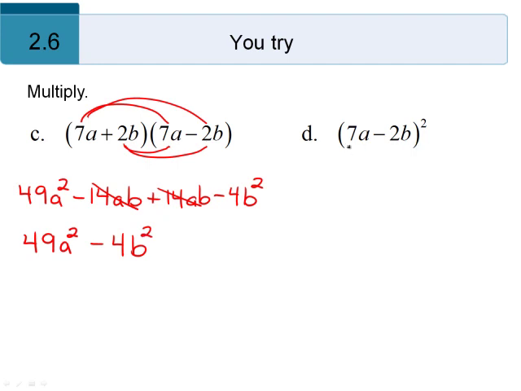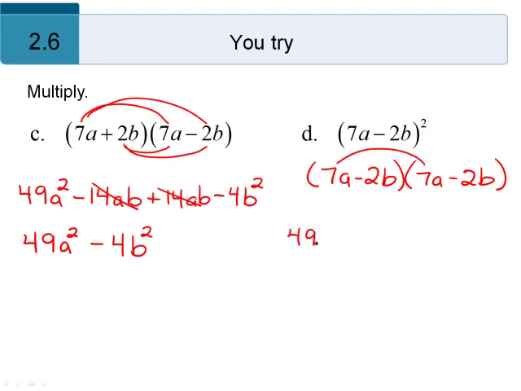Now on D, we have this binomial squared, so we're going to write it out twice, 7a minus 2b times itself. Notice the difference between this problem and the one we just did. On C, the signs were different, and on D, when you square it, you use the same sign. So now it's just FOIL. 7a times 7a is 49a squared. The outer term, 7a times negative 2b, is going to be negative 14ab. Now we go back with the inner term. Negative 2 times 7a is negative 14ab. And the last, a negative 2b times negative 2b would be positive 4b squared.